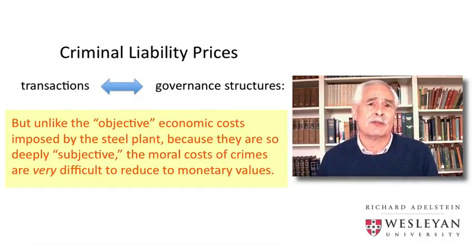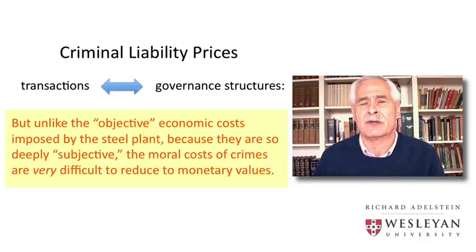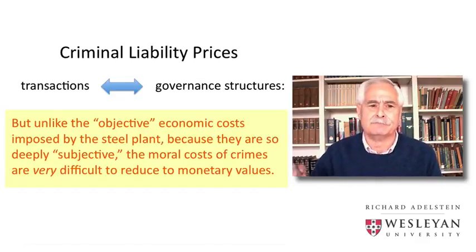So one difference between the costs of torts and the costs of crimes is that the economic costs of torts are objective and relatively easily measured by market values, whereas the costs of crimes are moral and subjective. They don't have easily available objective counterparts, and thus the moral costs of crime are very difficult to reduce to monetary values that might be the basis of criminal liability.